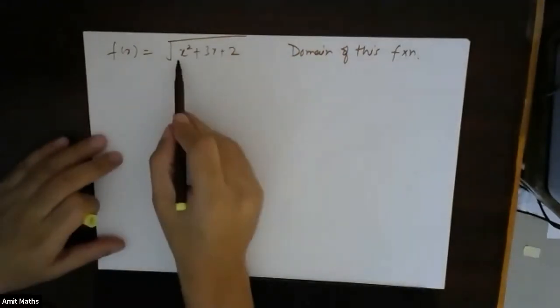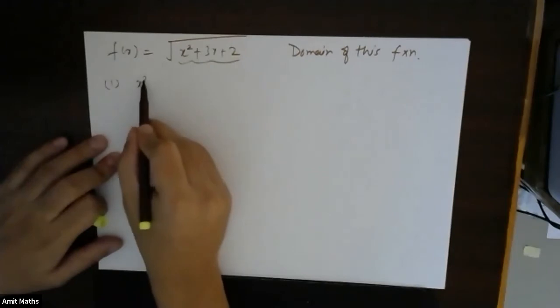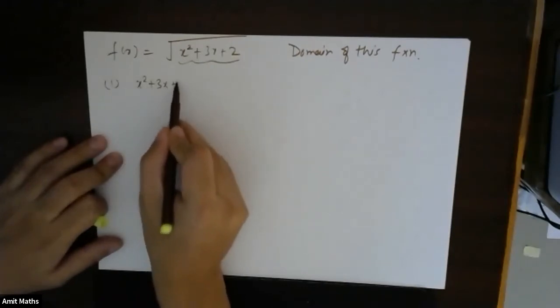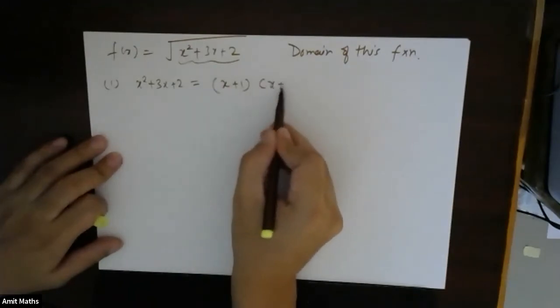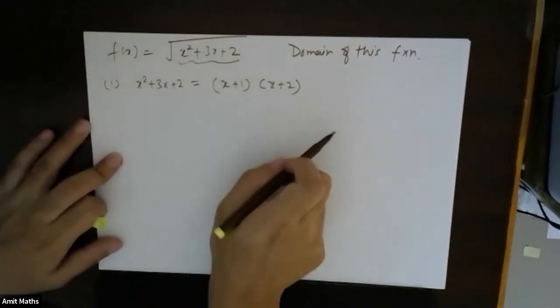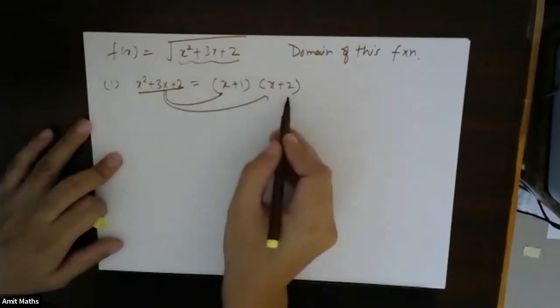Okay, let's try to find out. First, we'll write the factors. So x square plus 3x plus 2 I can write as x plus 1 into x plus 2. These will be the two factors. I've broken this down into the two factors.